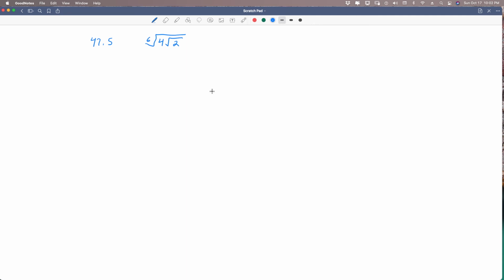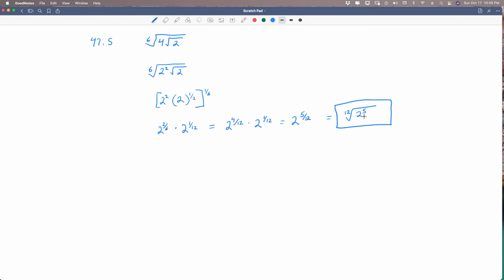All right, so I'm going to let you guys pause and solve this and turn it into a fractional exponent and then show me what that ultimately looks like. And then we'll check our work. All right, so go ahead and pause and work that out and then come back and see if you got the same thing I did. All right, so here we go. If you got the 12th index of 2 to the 5th, then you got the right answer.